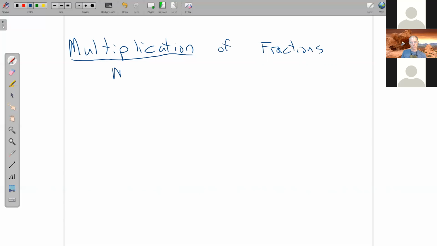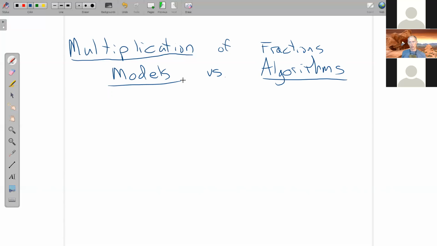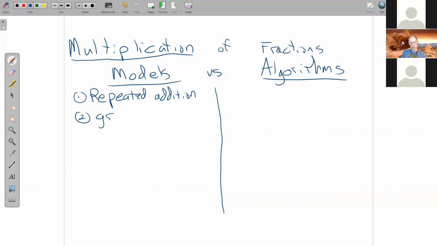Models versus algorithms again. For multiplication models, we have a couple. We've got repeated addition, which we haven't used much, but it works. We've got the idea of groups of, and we have the idea of area, which equals base times height.